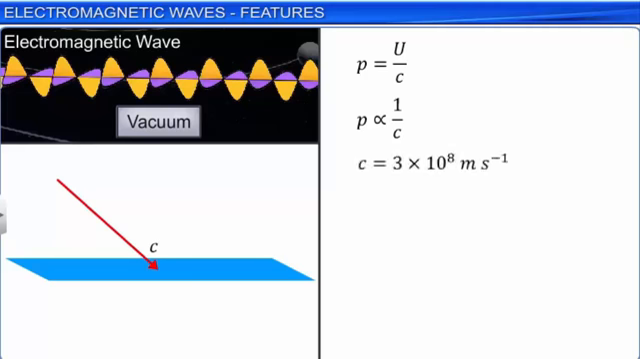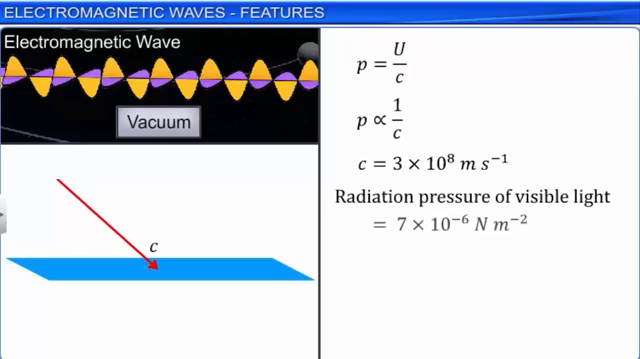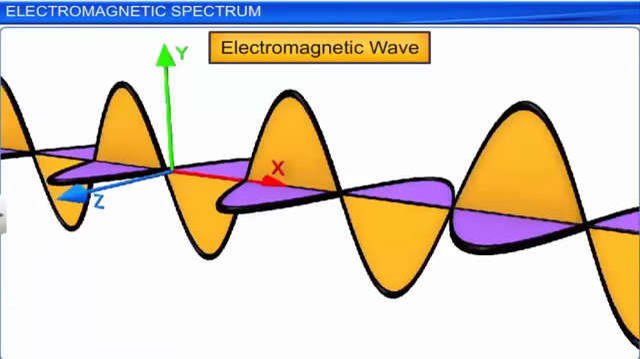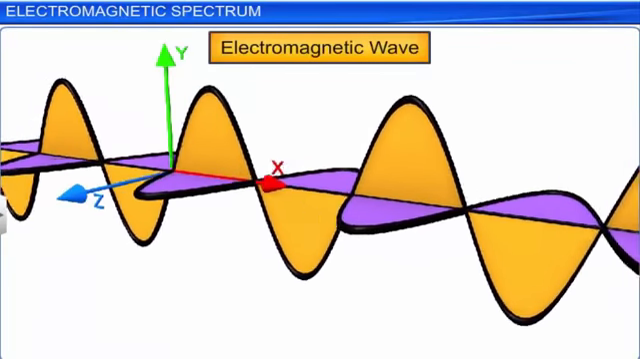The radiation pressure exerted by the visible light is determined by calculating the momentum using the formula P is equal to U by c. The radiation pressure of visible light is in the order of 7 × 10⁻⁶ Newton per meter square. Different types of electromagnetic waves that carry energy and momentum are useful in various applications, which we will discuss in the other module. There are different kinds of electromagnetic waves in nature.